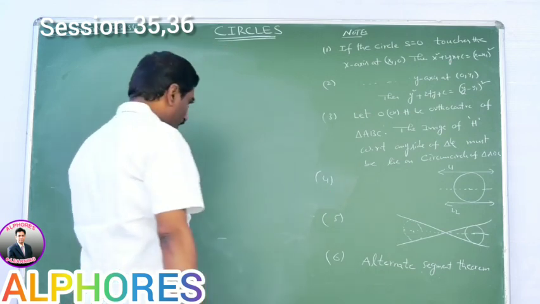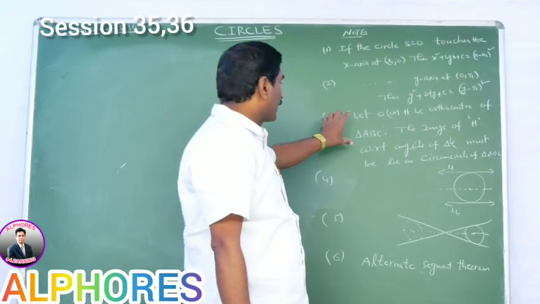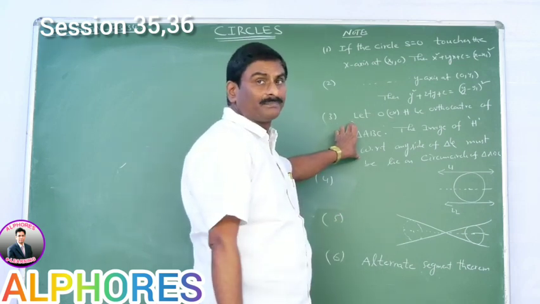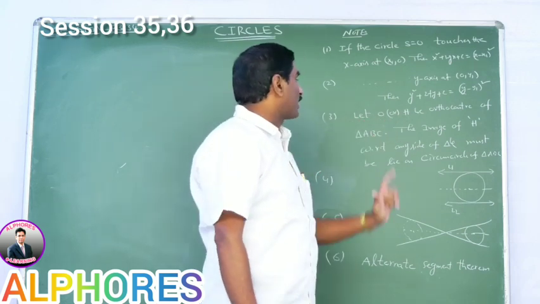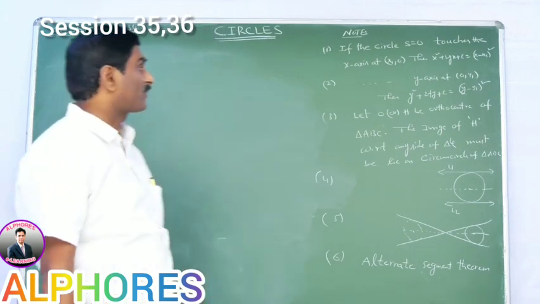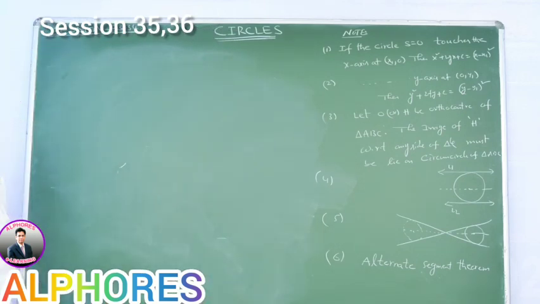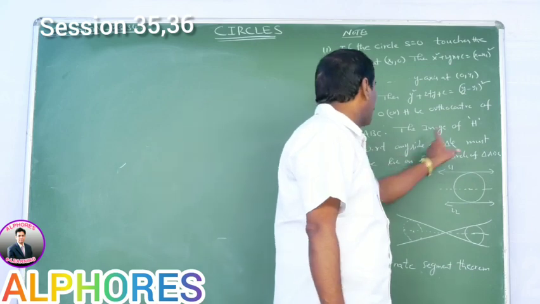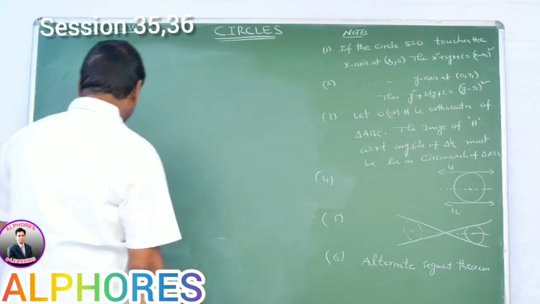Next, third one, very very important. Already we discussed this point in first year straight lines. Let O or H be the orthocenter of triangle ABC. The image of the orthocenter H with respect to any side of a triangle must lie on the circumcircle of the triangle.